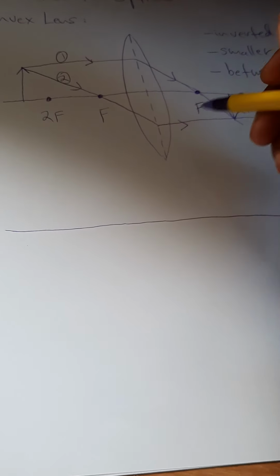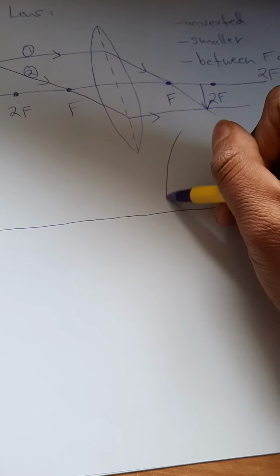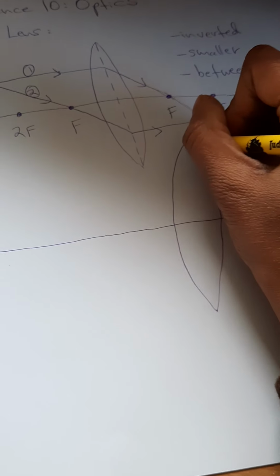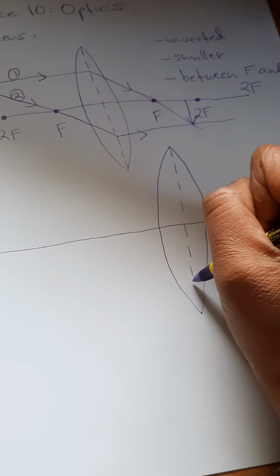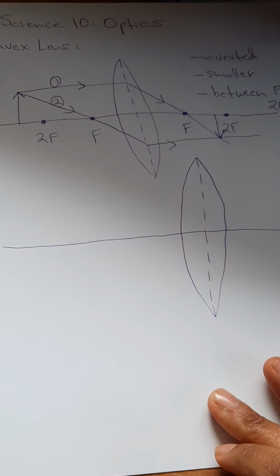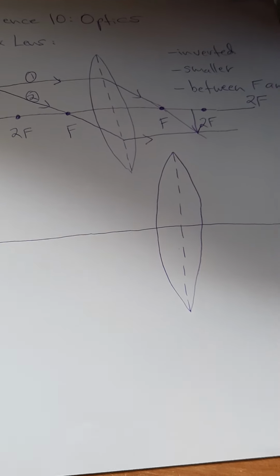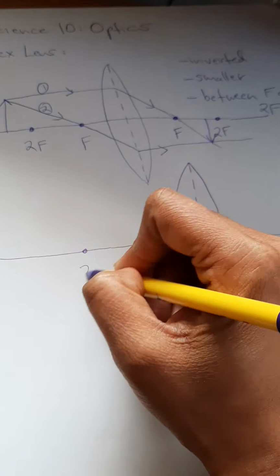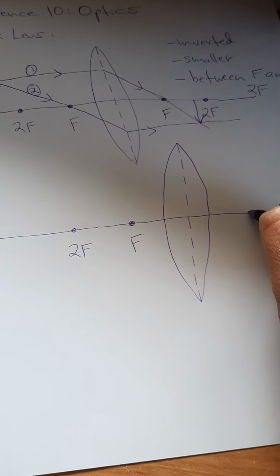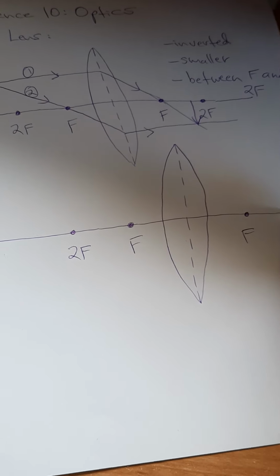We should make sure we leave some space. So I'm going to draw it right here so everyone can see that. Again, draw the line going through the center of the lens. It just makes your diagram a little more accurate. So I'm going to draw the F points and the 2F point here, and the same thing on the other side as well.